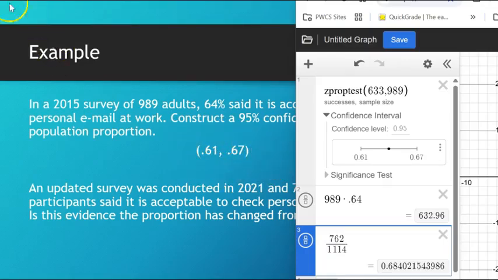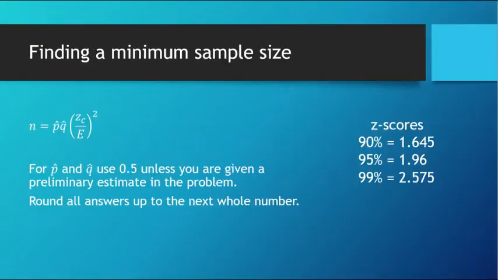Then just like with means, we can do a minimum sample size. This one has a different formula. So p hat and q hat are the probabilities of success and failure, just like they were with binomial. Sometimes they will give you a preliminary estimate. They'll say, we think this number is somewhere around 42%. And then you use that. But if not, then you use 0.5. And it's the same rules as before, where together they have to add up to 1.